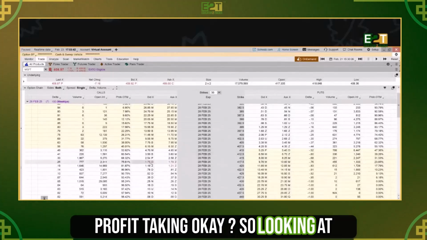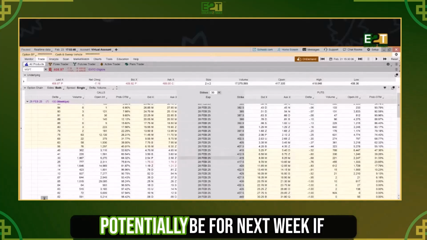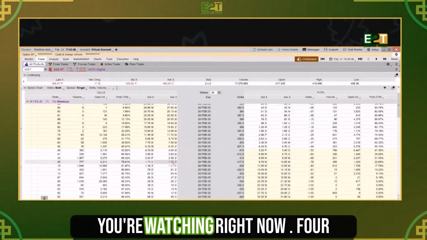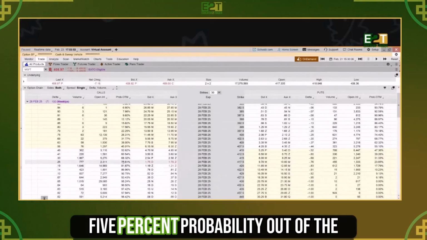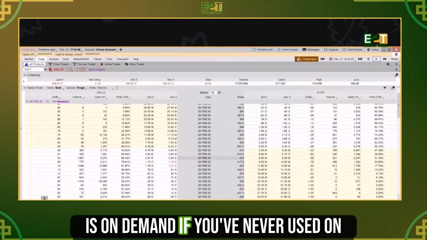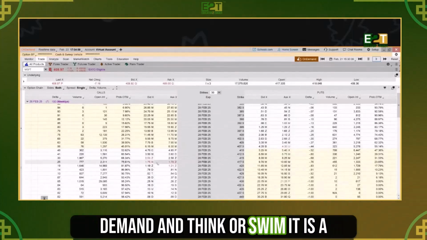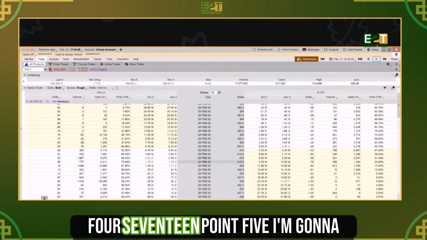Okay. So looking at the strikes I have on Microsoft, and actually this is a trade that could potentially be for next week if you're watching right now. For 417.5, it says 75% probability out of the money. This is on demand. If you've never used on demand in ThinkorSwim, it is a great resource. But I like 417.5.